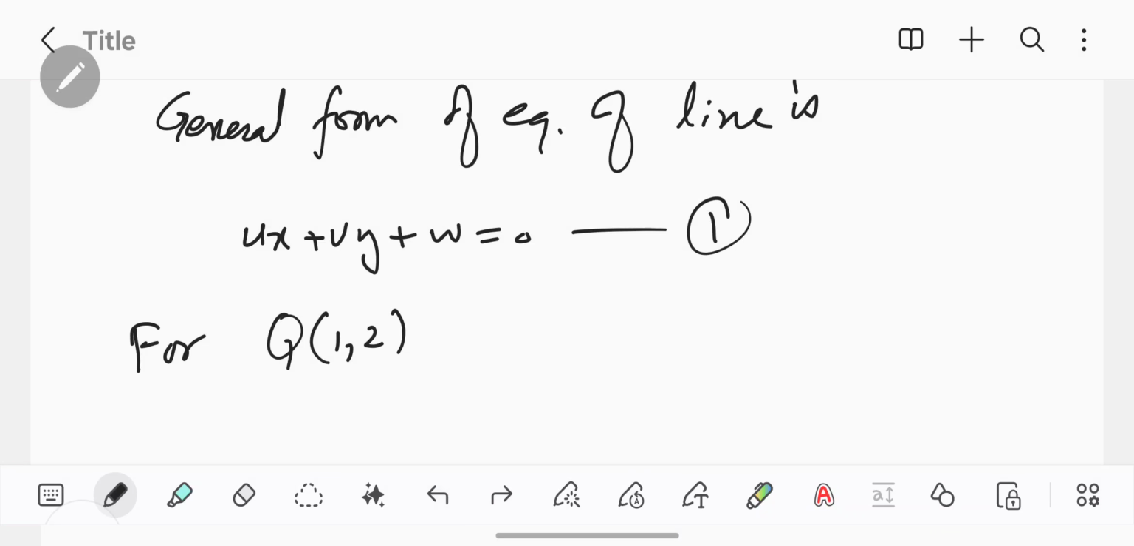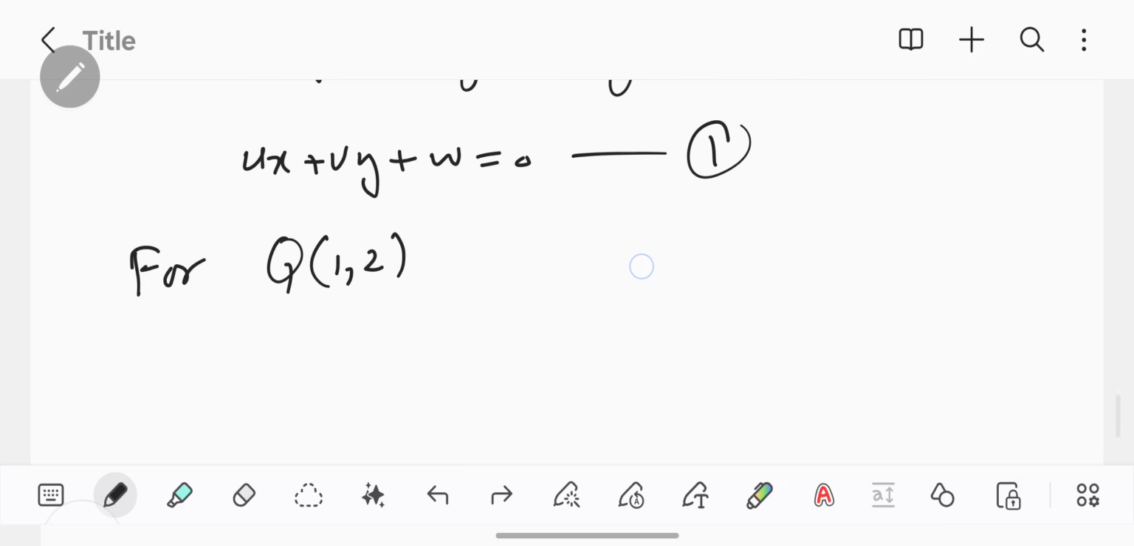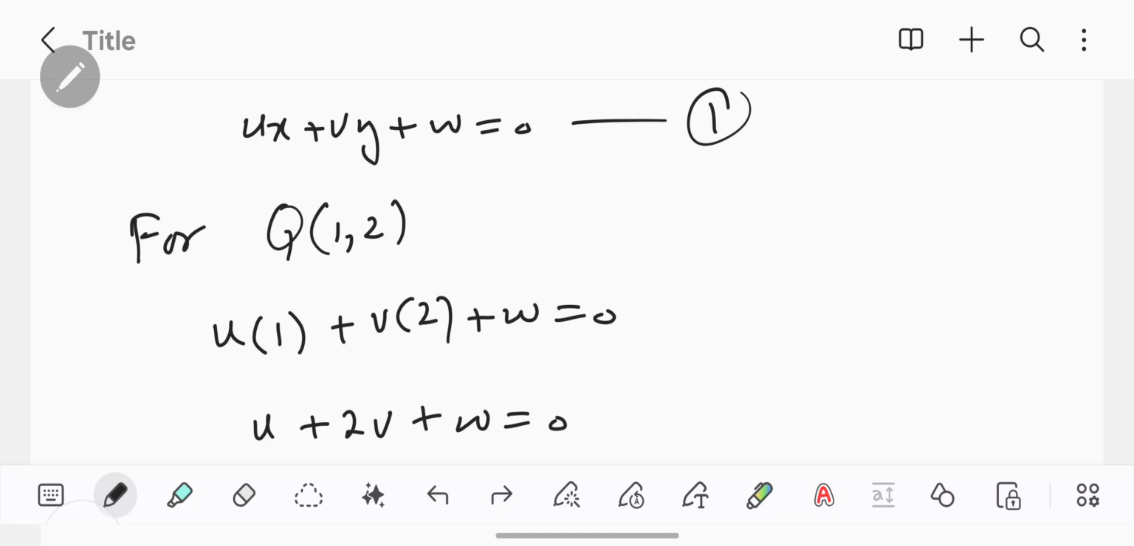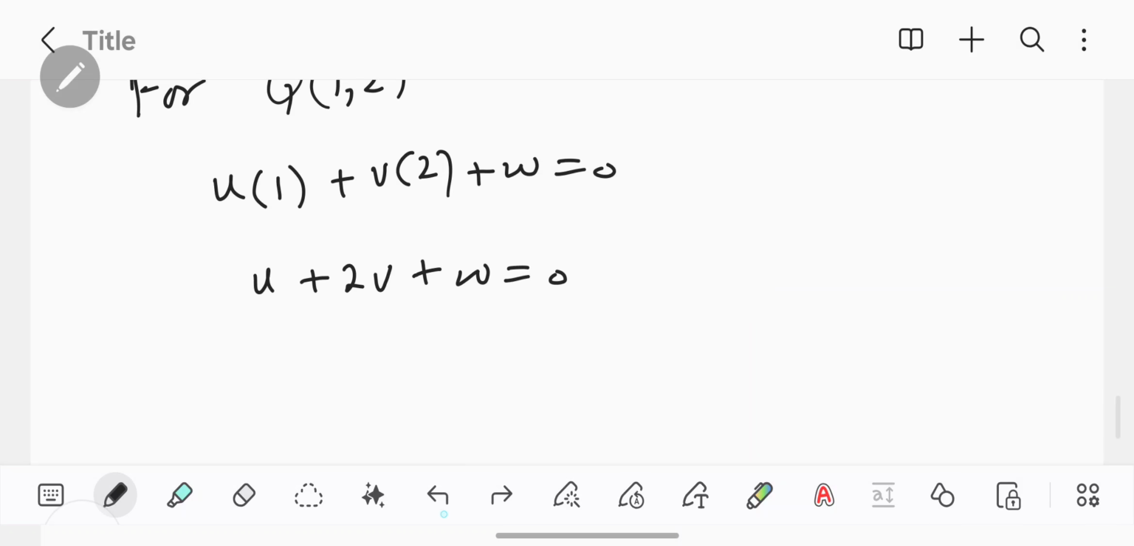So for point Q (1, 2), what will I do? I will replace this x by 1 and this y by 2. So I will write u times 1 and v times 2 plus w equals 0. If I solve it, it will be 1 times u, which is u, plus 2v plus w equals 0. I will call it equation number 2.